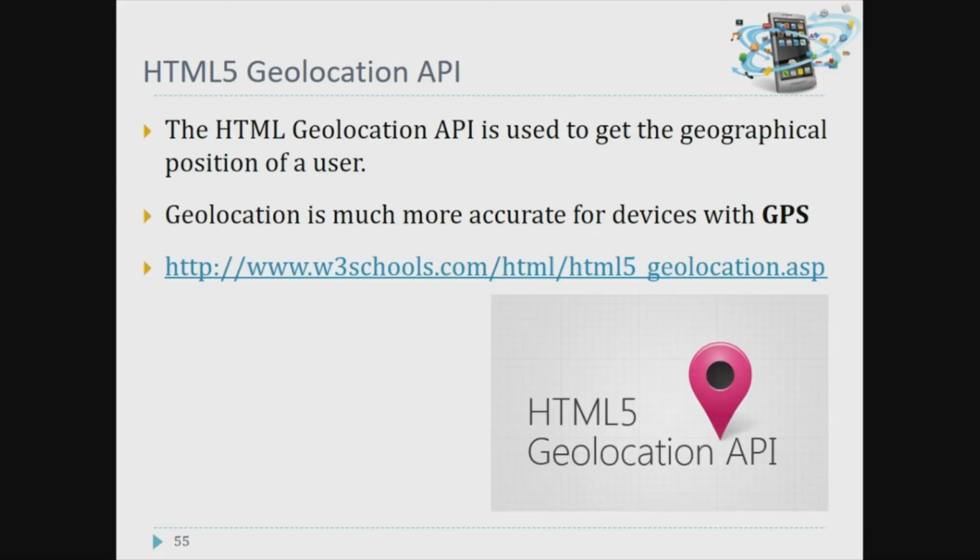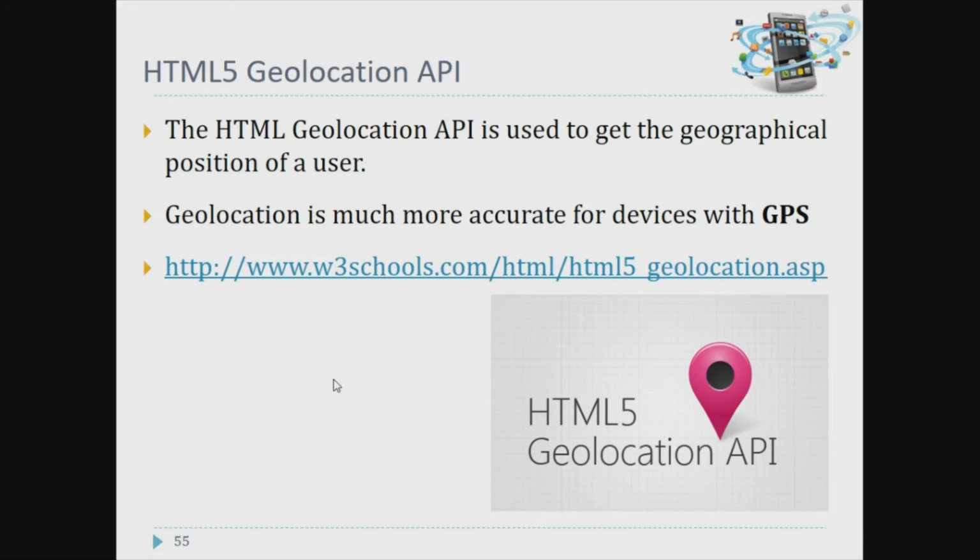Okay, this one is the geolocation API. The HTML geolocation API is used to get the geographical position of the user. So when you develop a mobile website or mobile web application, you can use this geolocation API for your map. Geolocation is much more accurate for devices with GPS. Okay, you can explore more on this link.